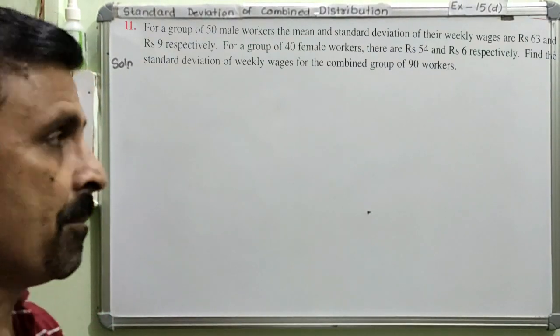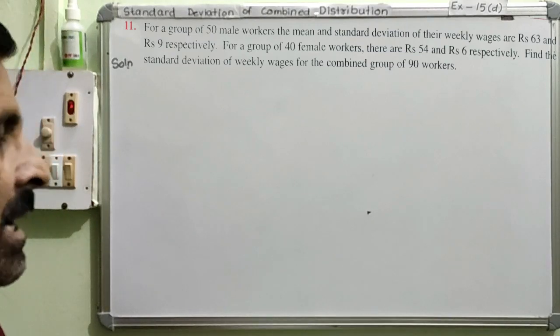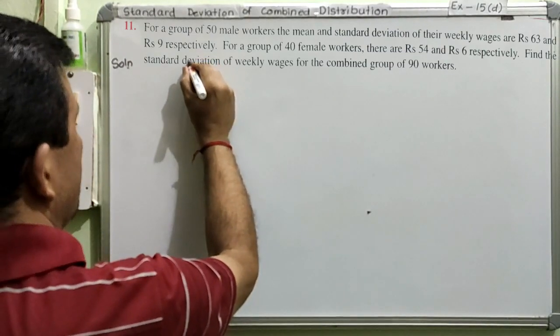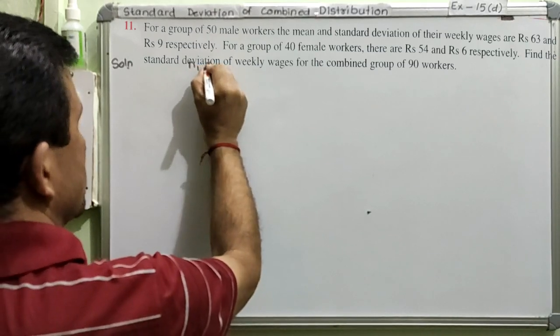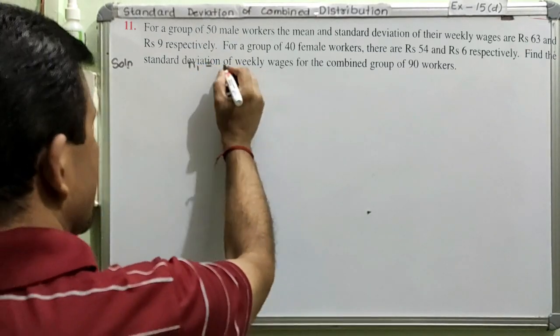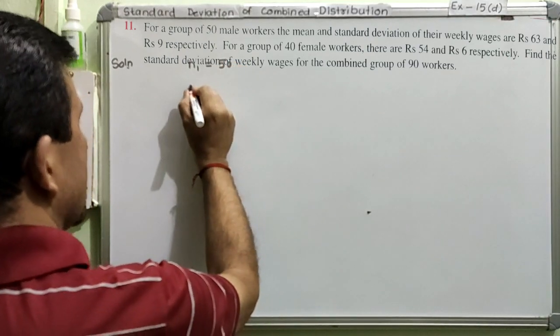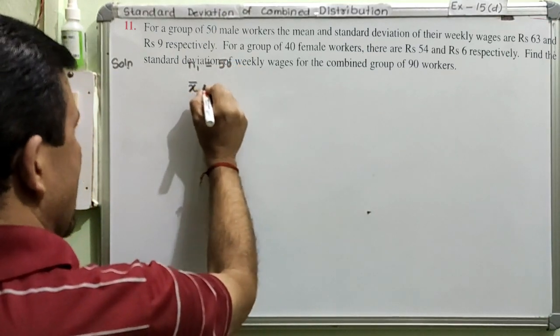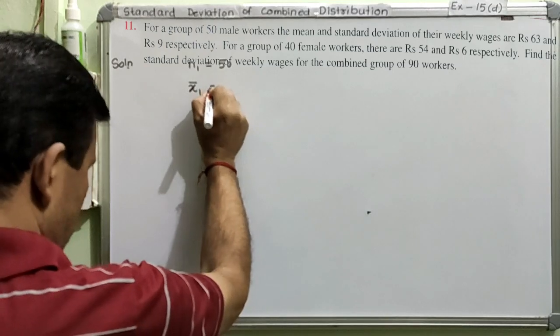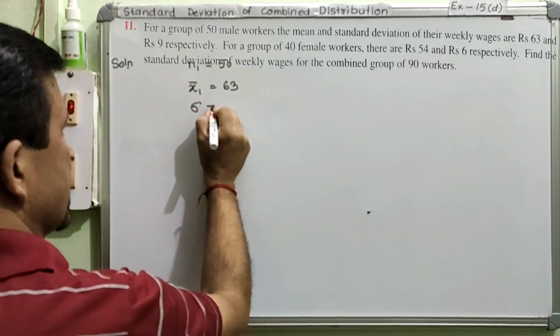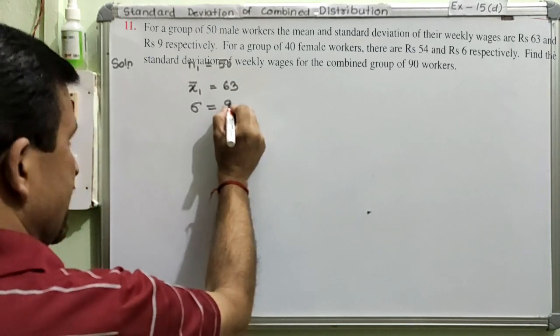Hope the question is clear. So let us first of all collect the information that we have. First is the number of men, which is 50, right? And for this, the mean x1 is given as 63, and the standard deviation for this one is given as 9.